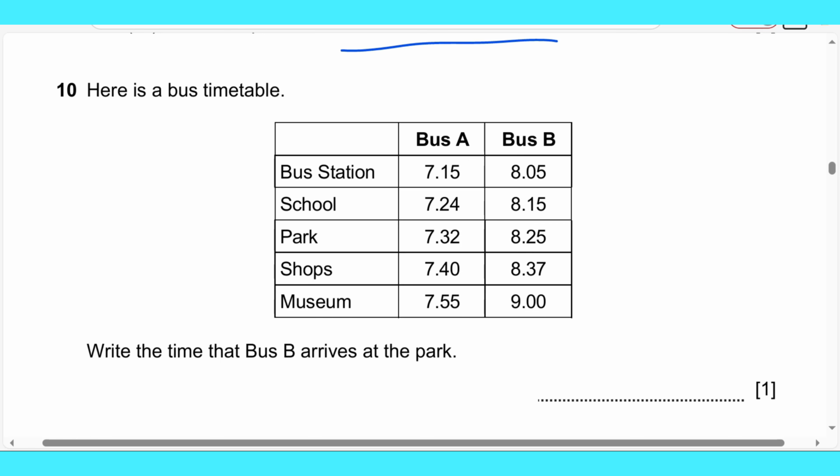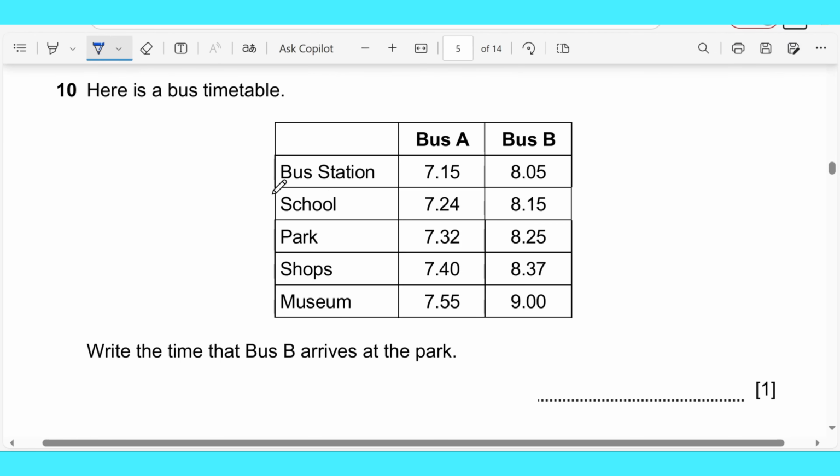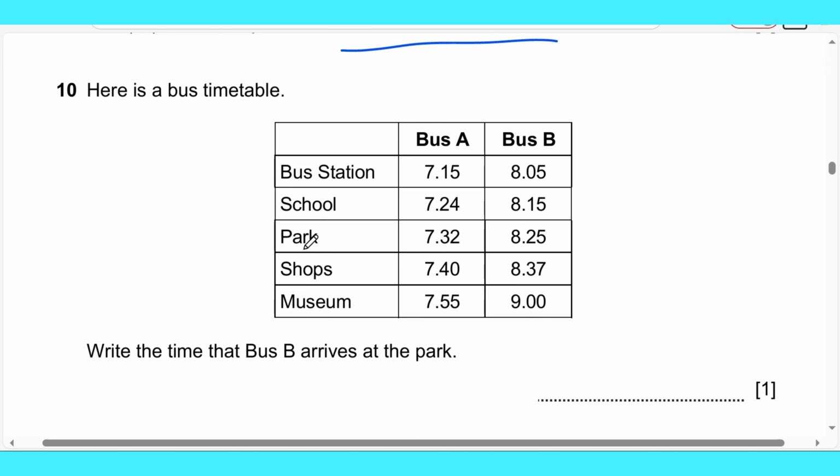Okay guys, now we are in number 10. Here's a bus timetable. Bus station, school, parks, shops, museum, bus A and bus B schedule. So write the time that bus B arrives at the park.